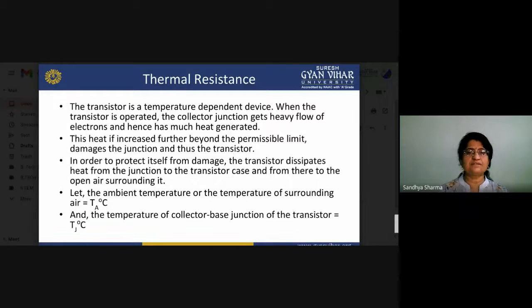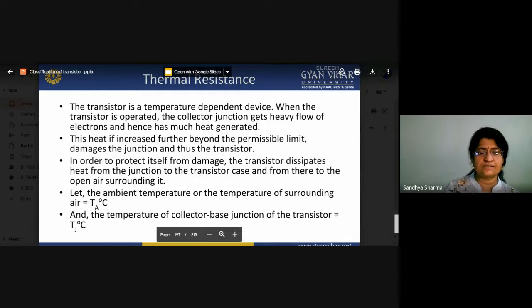Now we will move to the thermal resistance. A transistor is a temperature dependent device. When the transistor is operated, the collector junction gets a heavy flow of electrons and hence much heat is generated. If the heat increases beyond a certain limit, it damages the junctions and the transistor is also damaged. So in order to protect itself from damage, the transistor dissipates heat from the junction to the transistor case and from there to the open air surrounding it.